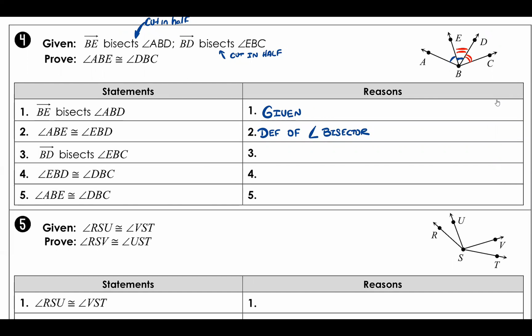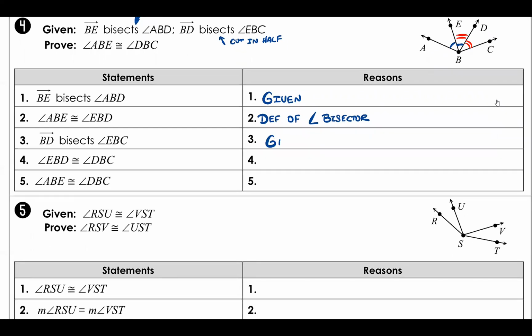How do I know BD bisects EBC? They told me. They didn't tell me. I wouldn't know. How do I know those two angles become congruent? Definition of? Not congruency. Definition of what they said in the step before? The given, right? So they told me that it bisects. So when I see something bisects, I automatically know it does what to that angle? Cuts it in half. And what tells me that it cuts it in half? Definition of a bisector.